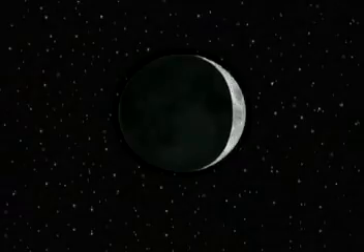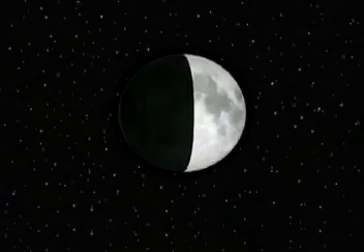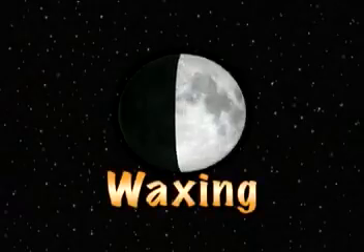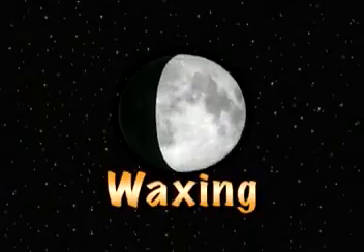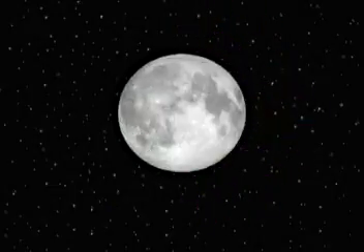When the moon goes through the phases, sometimes the lighted side appears to get bigger. When this happens, we say the moon is waxing. When the moon is waxing, the lighted side is on the right.